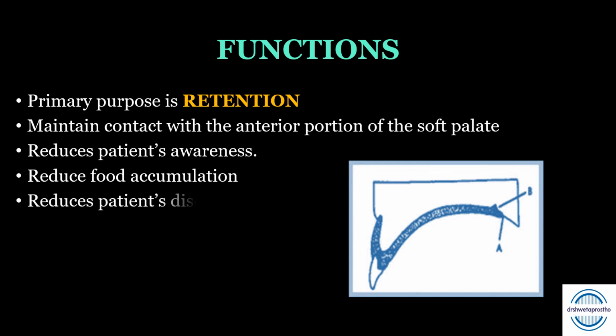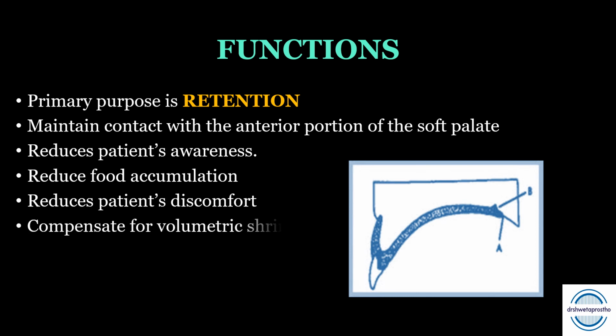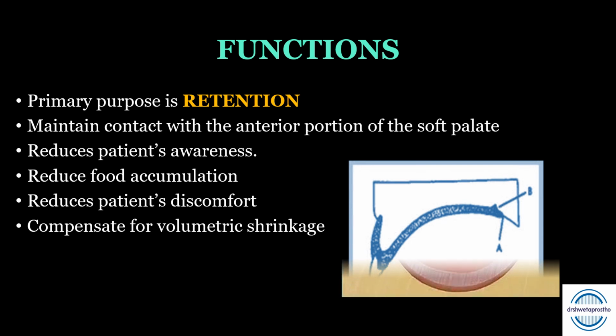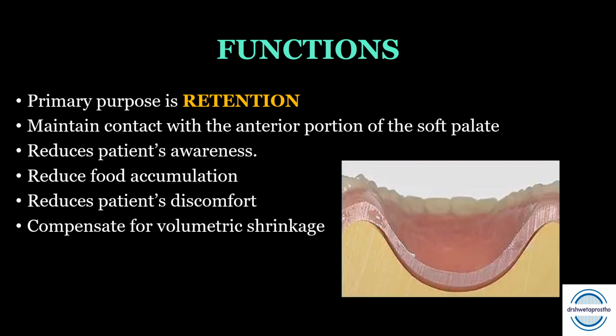Then it reduces any patient discomfort when contact occurs between the dorsum of the tongue and the posterior end of the denture. It will be very smooth for the patient. Then, very important, it should compensate for the volumetric shrinkage that occurs during the polymerization of methyl methacrylate, which is the most common material nowadays used for fabricating the complete denture.